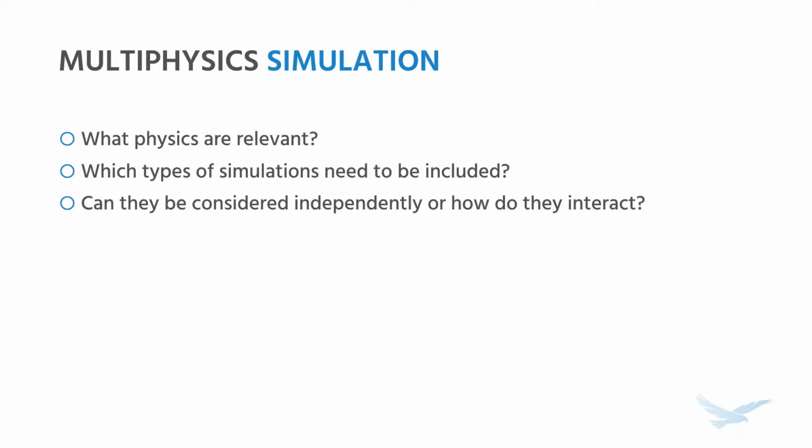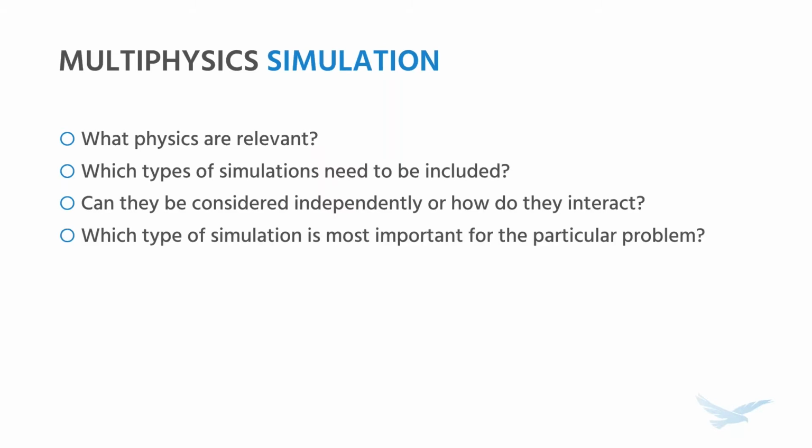When we look at the different types of simulations that we're trying to put together, we do need to know whether they're independent of each other or whether they're interacting. And when they do interact, how do they interact? This is going to lead us into whether we can conduct an uncoupled or a coupled simulation. And we'll get a little deeper on that topic later on in the presentation.